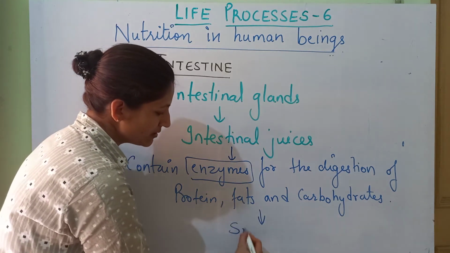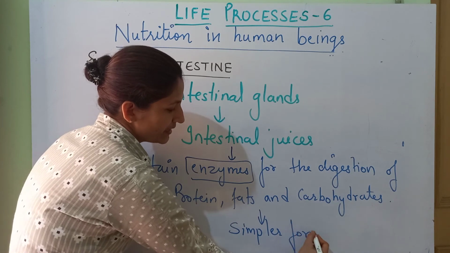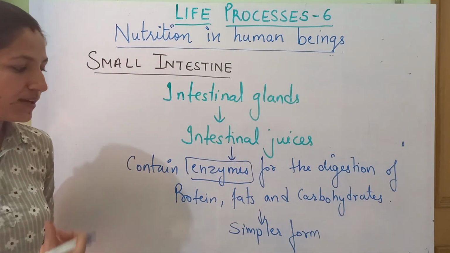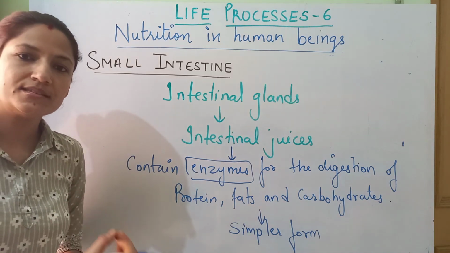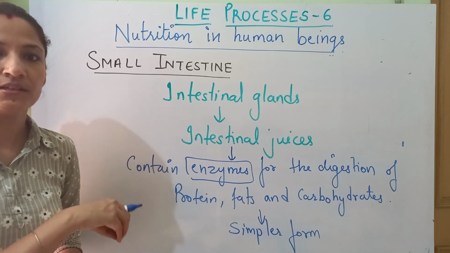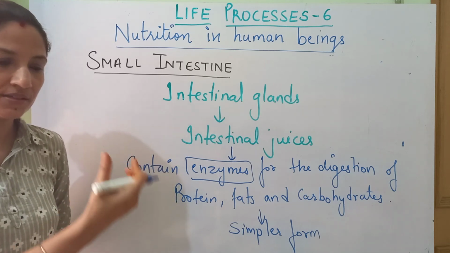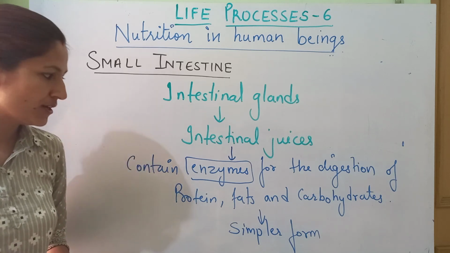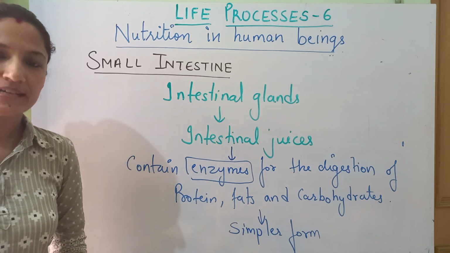convert them into the simpler form that can be further absorbed in the diffusible form. Now whatever we are getting as the end product of digestion, they can be easily diffused into the cells, or into the blood, from the small intestine to the blood, and blood will take to the cells. So in this way the small intestine will help in digestion of food.